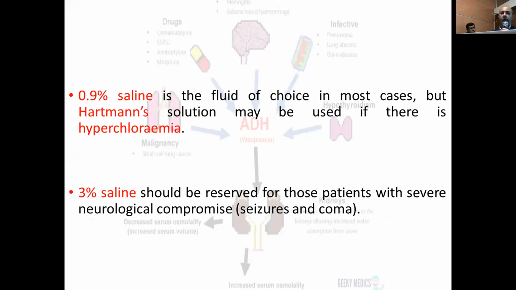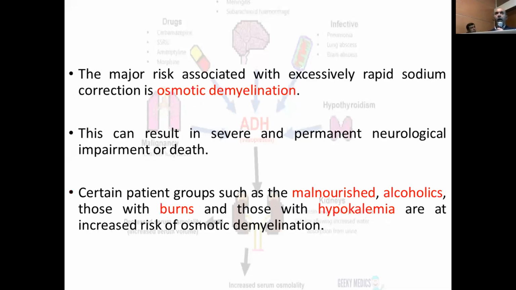3% saline should be reserved for those patients with severe neurological compromise, such as in cases of seizures and coma. The major risk associated with excessively rapid sodium correction is what is called osmotic demyelination, especially pontine osmotic demyelination. And certain patient groups which we should be aware of when we are correcting the sodium levels are more prone than other patients to osmotic demyelination. These patients are the malnourished patients, alcoholics, burns patients, and those patients with severe hypokalemia.